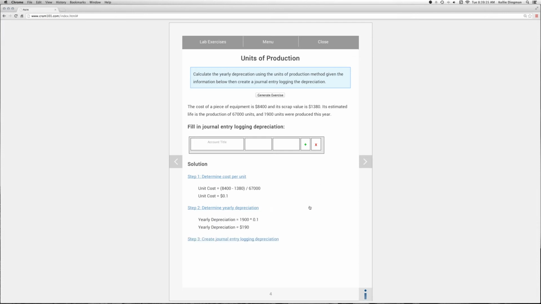We take the cost per unit produced for the asset, then multiply it by the number of units produced this year. Then we get a depreciation of $190.